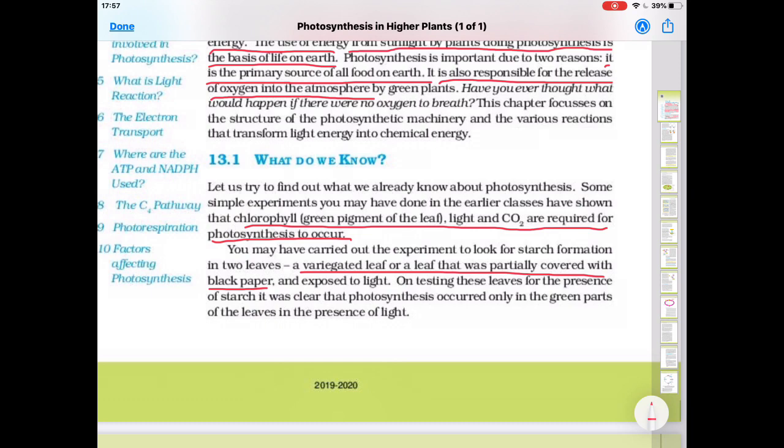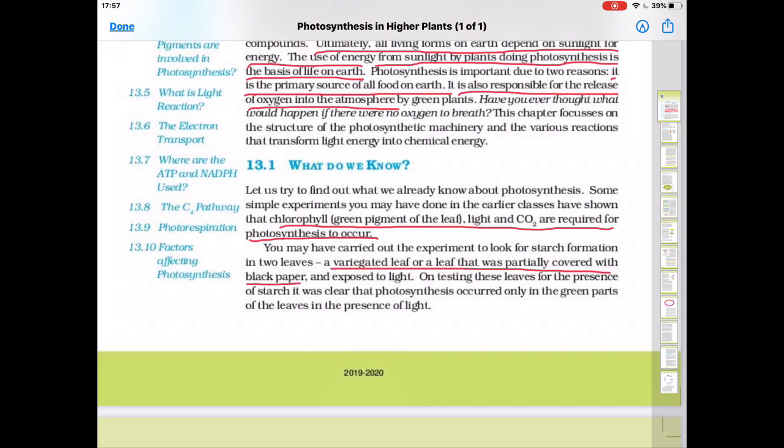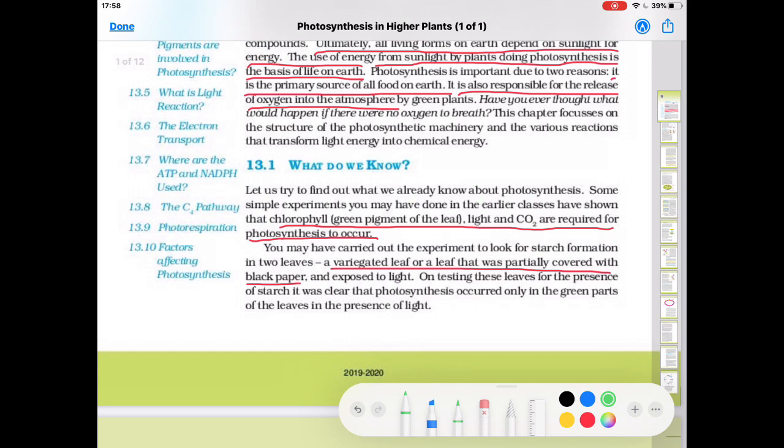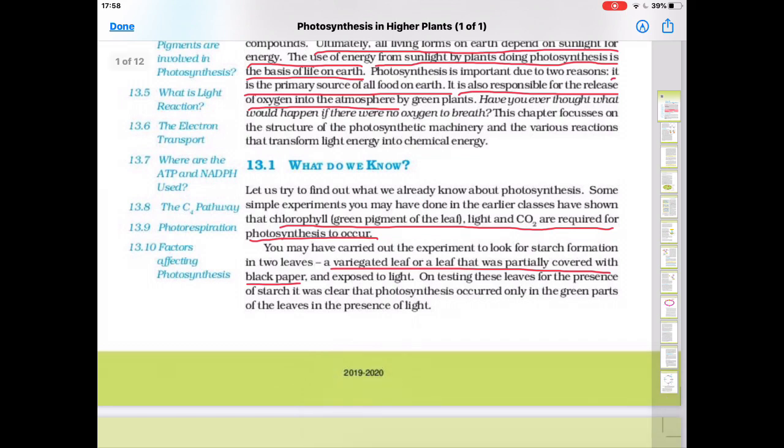When we place both the leaves in the sunlight with the plants, the part of the leaf which is covered with black paper will not perform the process of photosynthesis, and so starch formation will not be there, and that part will not show the starch test. But the other part which is green and performs photosynthesis, that part shows the starch test.